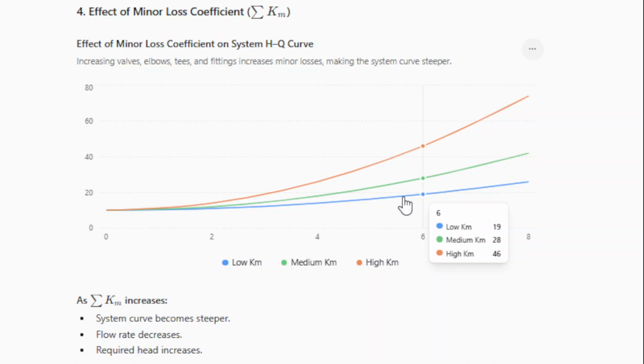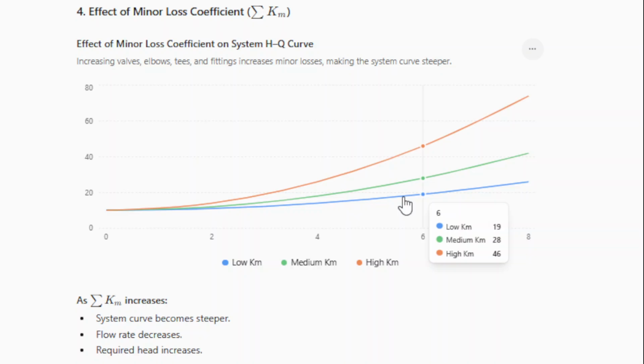This means the piping system has fewer restrictions, such as fewer valves, elbows, T's, or other fittings. As a result, the head losses are relatively low, and the required system head increases gradually with increasing flow rate. Therefore, this is the flattest curve.